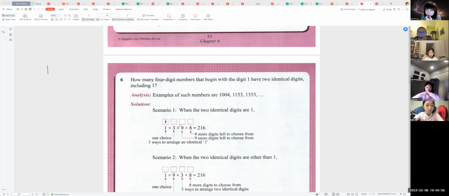Understand? So for instance, if I put 1 here, I put 1 here, or I put 1 here. Get it? So they're all having the two digits of 1 when the two identical digits are 1. Understand, everybody? Because there are all three ways. I can put 1 here, I can put 1 here, I can put 1 here. So that's why they're all together three ways. Elaine, understand?